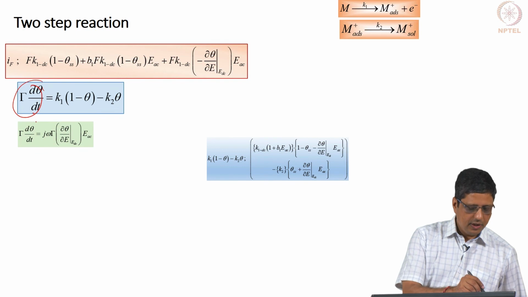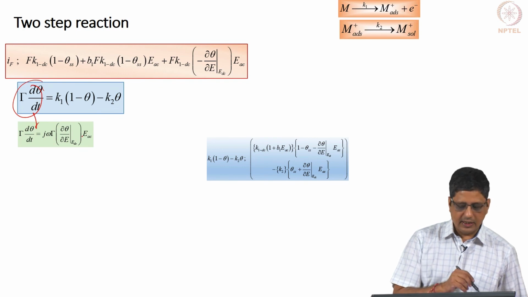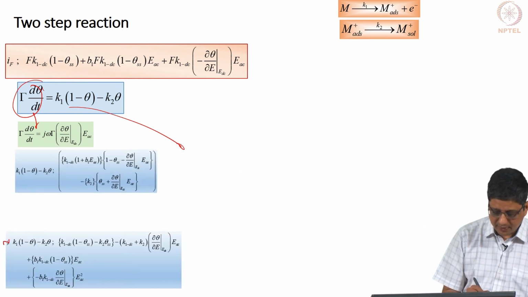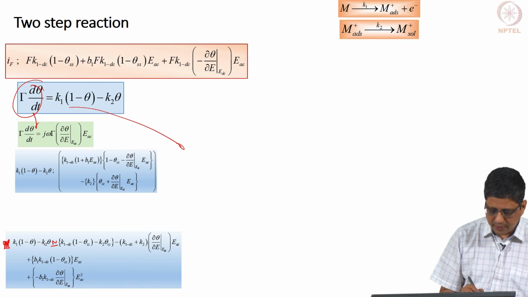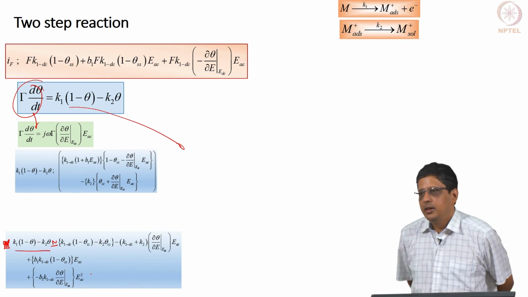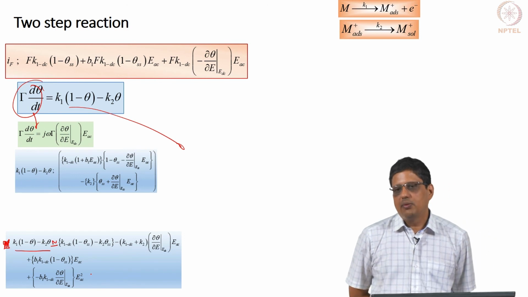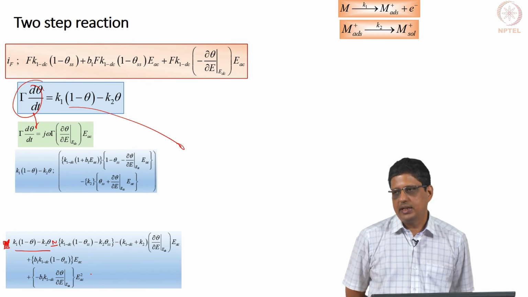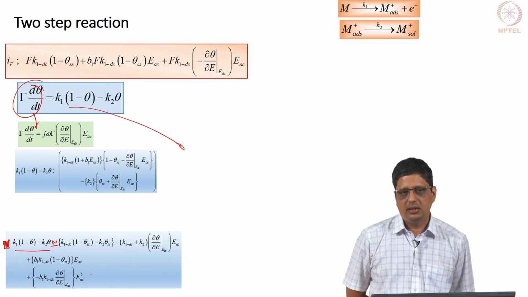This we are going to keep in the equation here, substitute it. For this we are going to substitute from here, k1 (1 minus theta) minus k2 theta. I have shown it here, but I would like you to actually do that and get it, because first time you may or may not get it correctly. I would like you to actually try that and get it.